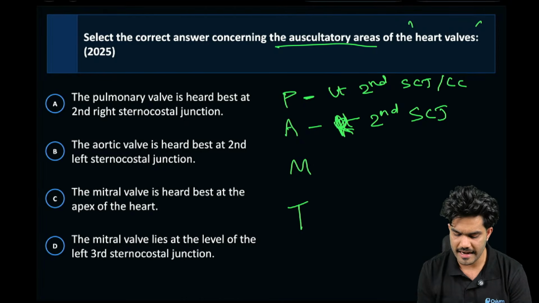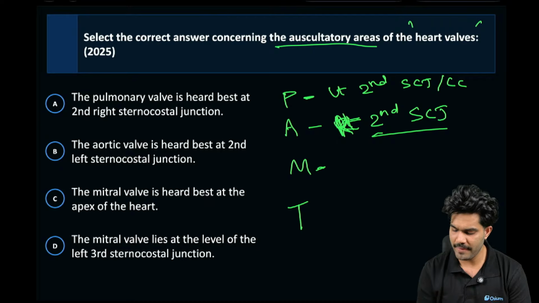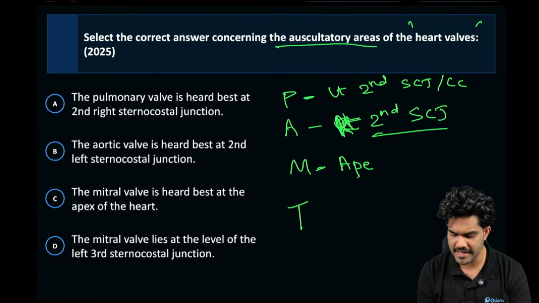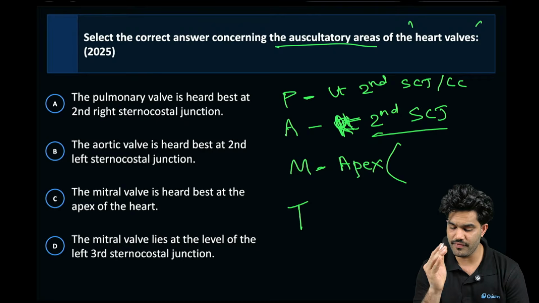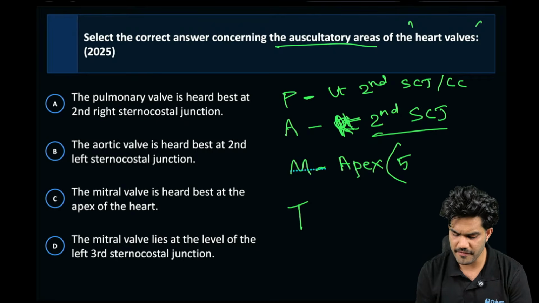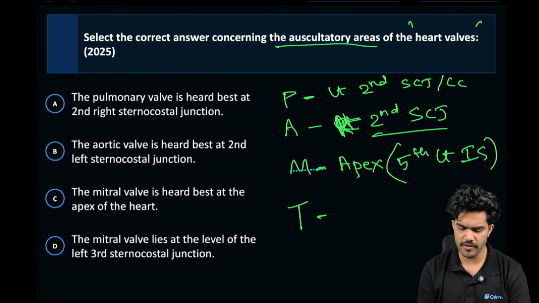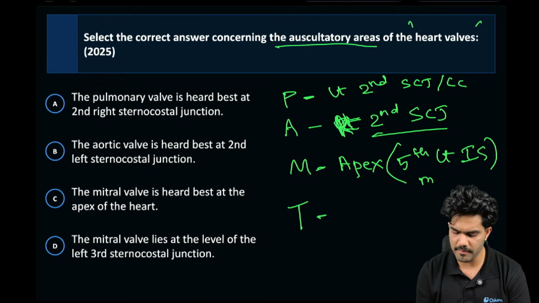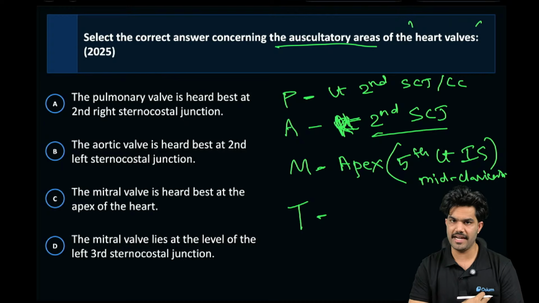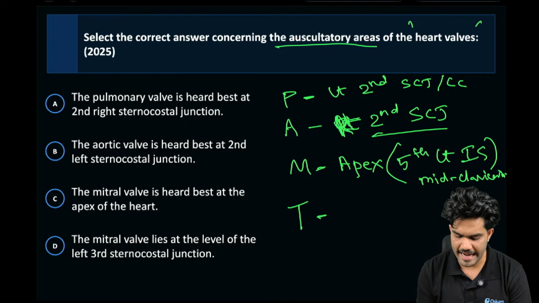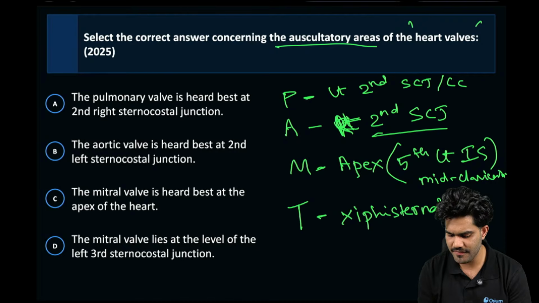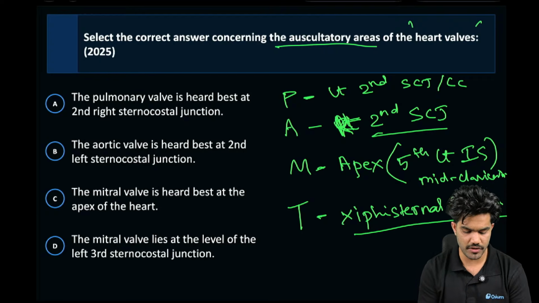So it will be the right second sternocostal junction. The mitral valve is best heard at the apex. Apex, I told you before, apex means what? Fifth left intercostal space. See, simple. Now, where? Fifth mid clavicular line. So that will be the position of auscultation of the mitral valve at the apex itself. Tricuspid at where? Xiphisternal junction. Easy, right?